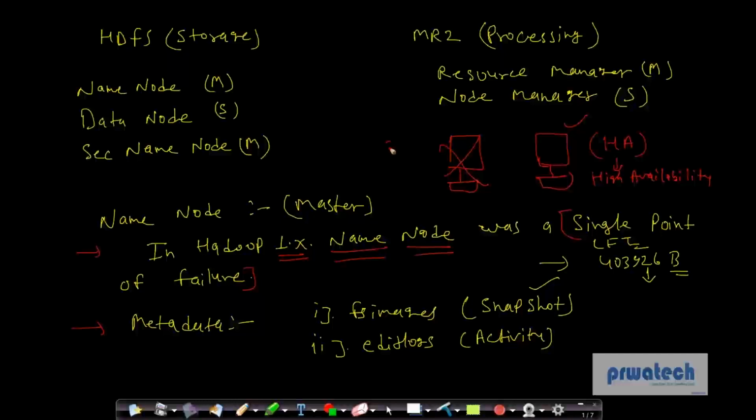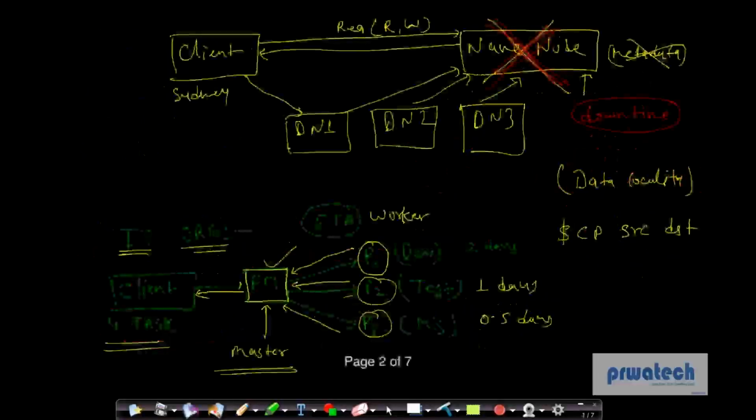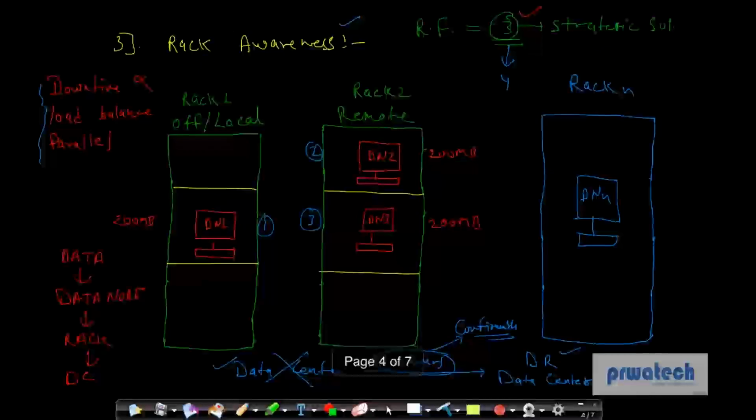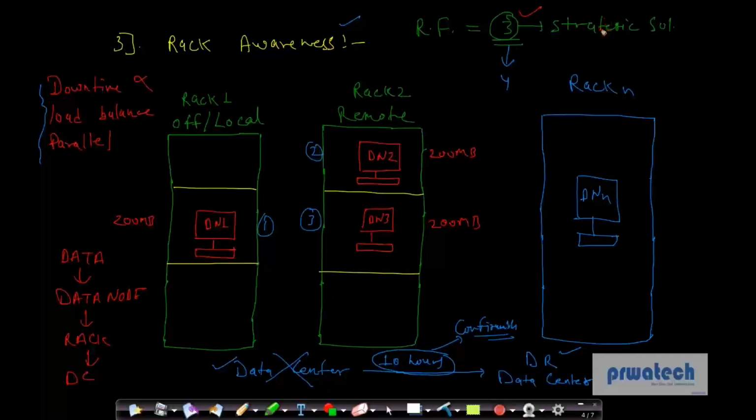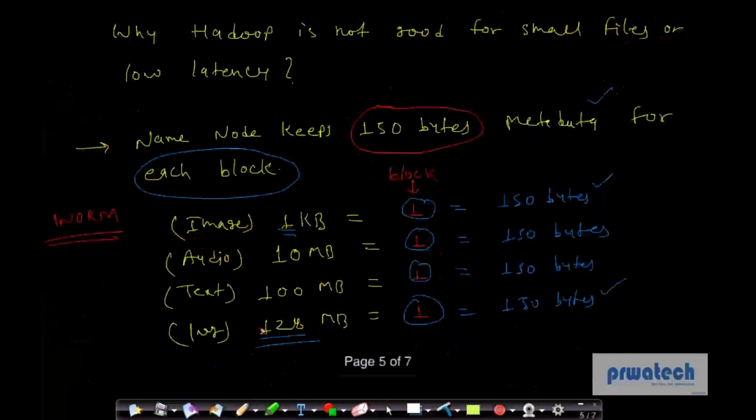That's the reason in 2.x you are not facing any downtime, because in Hadoop 2.x we have multiple name nodes available. This is one point. Second point, name node keeps all the metadata. Third point, name node is working with the replication and rack awareness concept. So why do we have a replication factor of 3? This is the strategic solution. I can increase it to any number, decrease it to any number, but this is a better number to work with the cluster. There's no foundation.